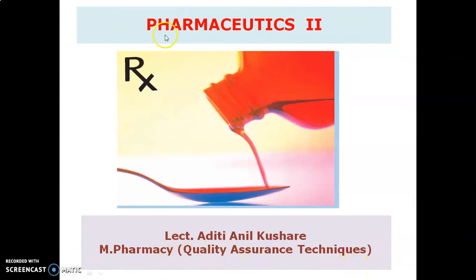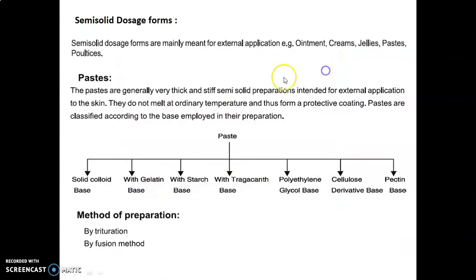Today we will discuss the experiments from pharmaceutics 2. So we will discuss semi-solid dosage forms. Semi-solid dosage forms are mainly meant for external application, for example, ointments, creams, jellies, pastes, poultices. In that, we will discuss the pastes.